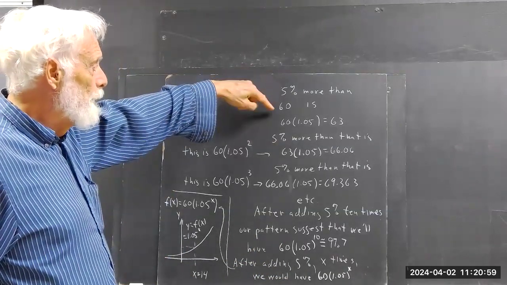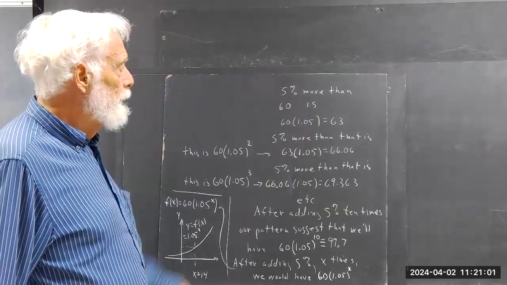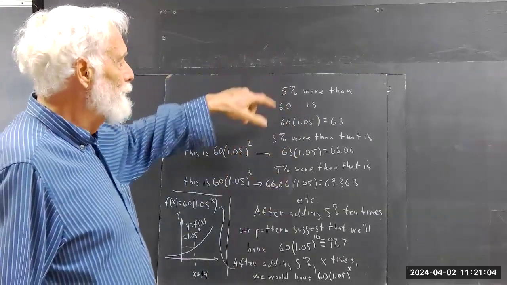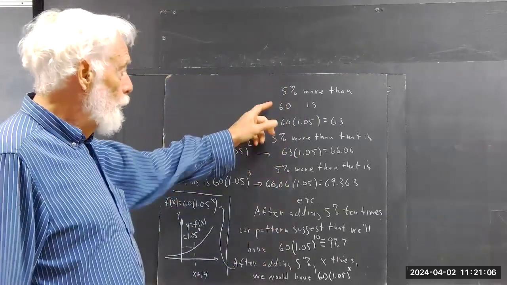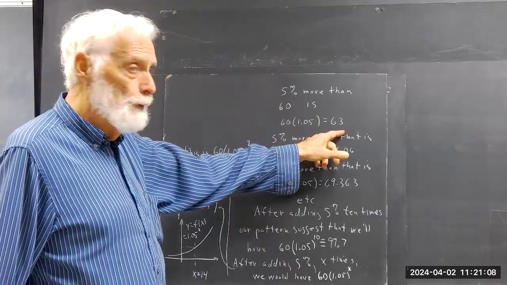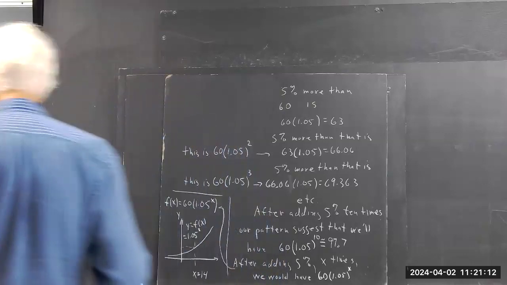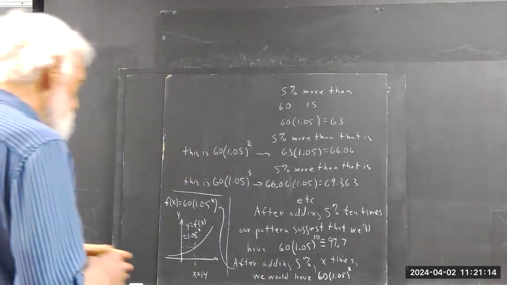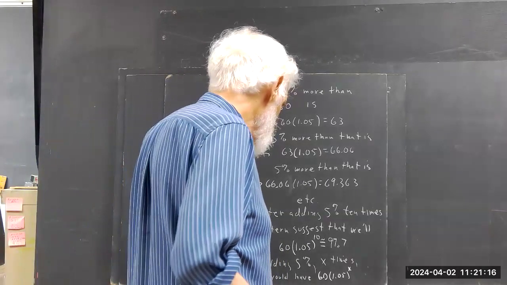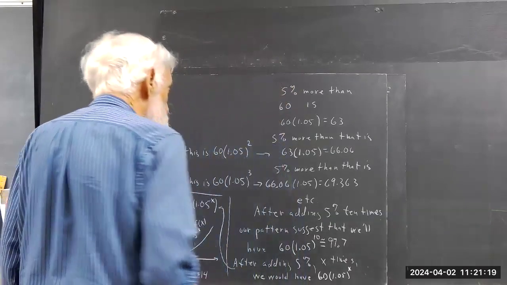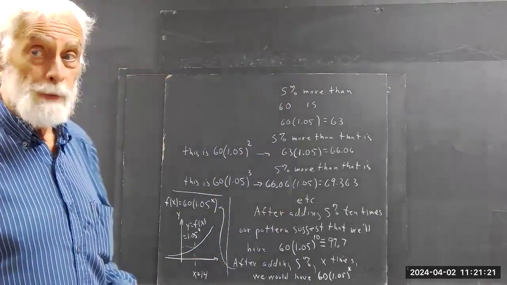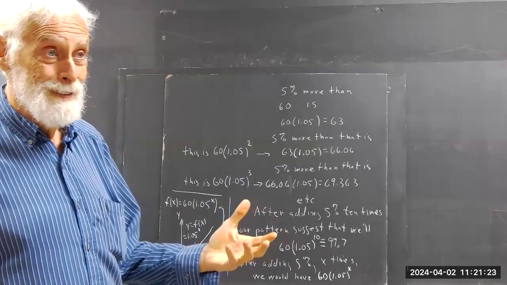We saw that 5% more than 60 is 60. Well, we didn't see that. I asserted it. 5% more than 60 is 60 times 1.05, which is 63. Now I'm going to explain this. I didn't explain it in the support course, but I promised I would, and I always tell the truth.